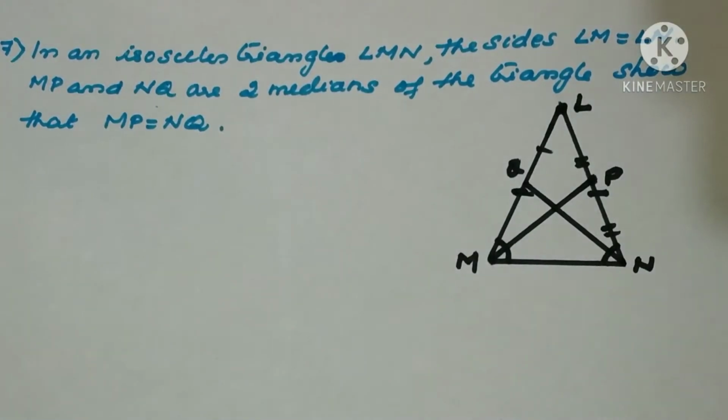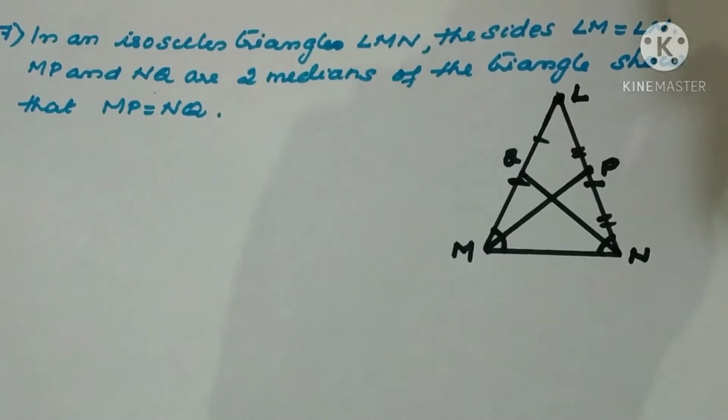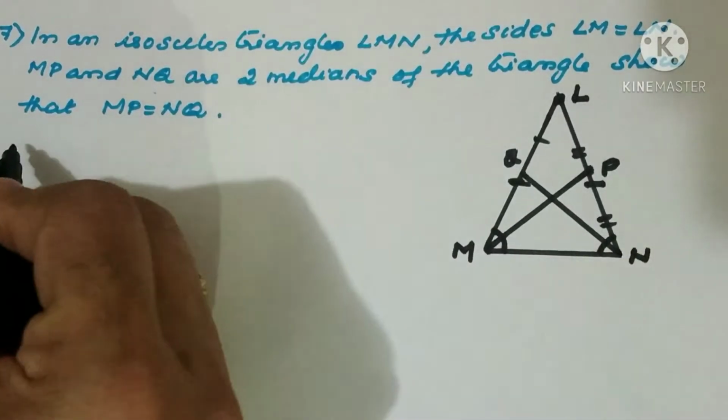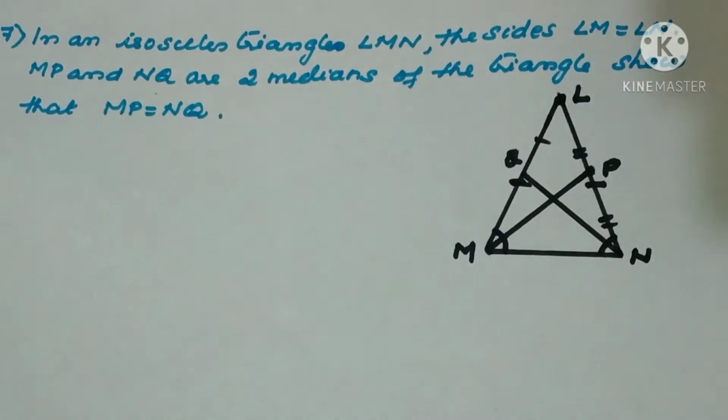I think now you got the idea how to draw the diagram after reading the question. Usually children will skip the diagram and somewhere they will copy the answer and write. That is not correct. We should draw the diagram and write if the diagram is not given. So already we got the idea how the diagram is. So we'll write now what is given in the question.